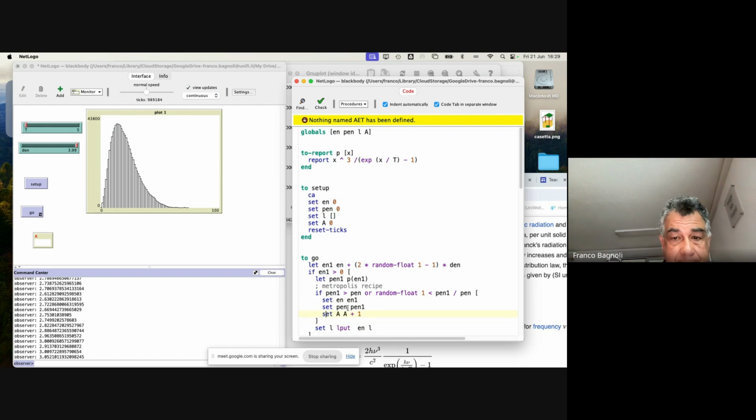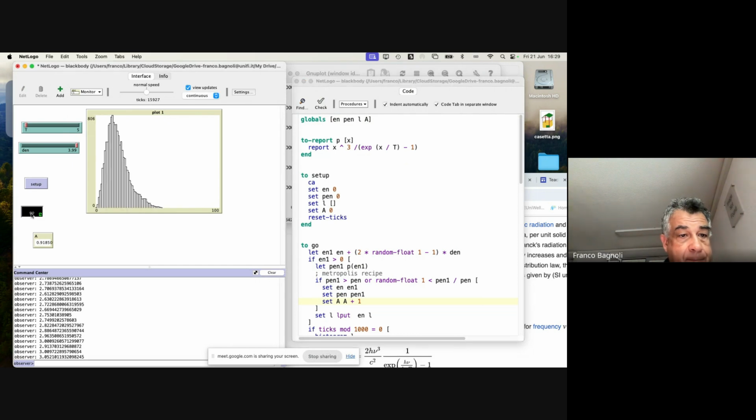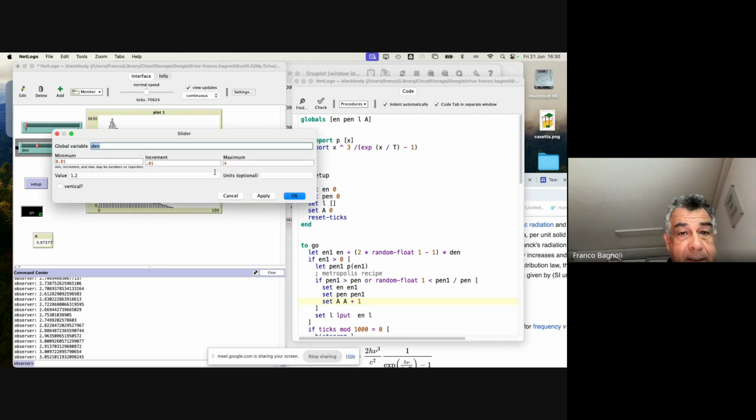Set. So let me see. Go. Okay, probably this is too high. Let me see what happens if I reduce it. So probably we can increase this more.